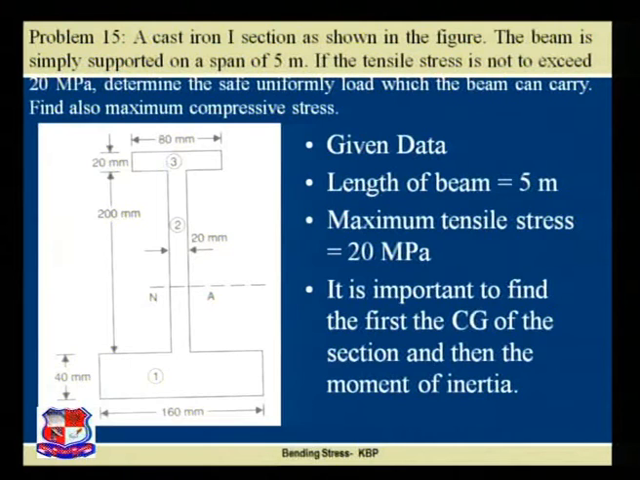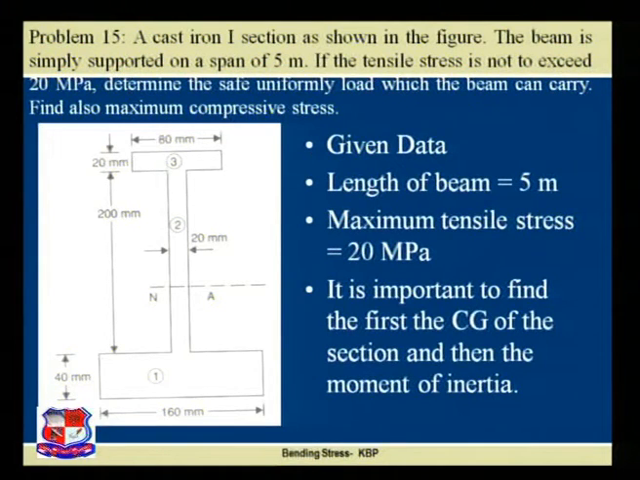Now the length of the beam which is given to us is 5 meter and the type of the beam has been stated as simply supported beam. Maximum tensile stress is 20 megapascal, 20 Newton per mm square. It is important to find first the CG, means centroid of the section, and then the moment of inertia.